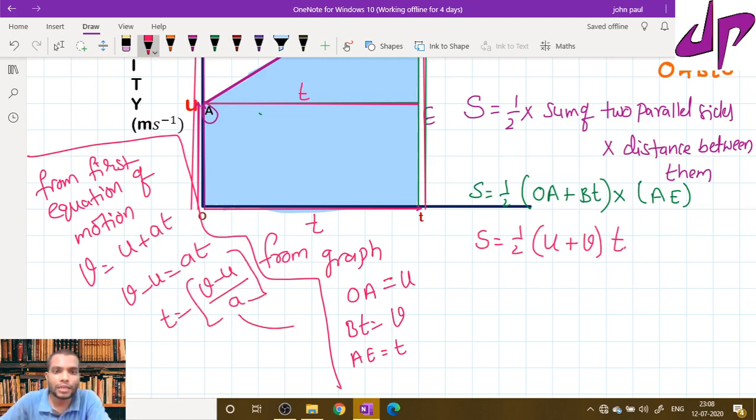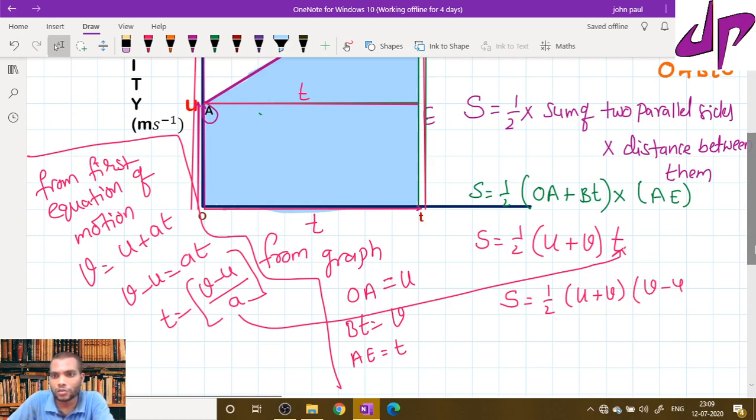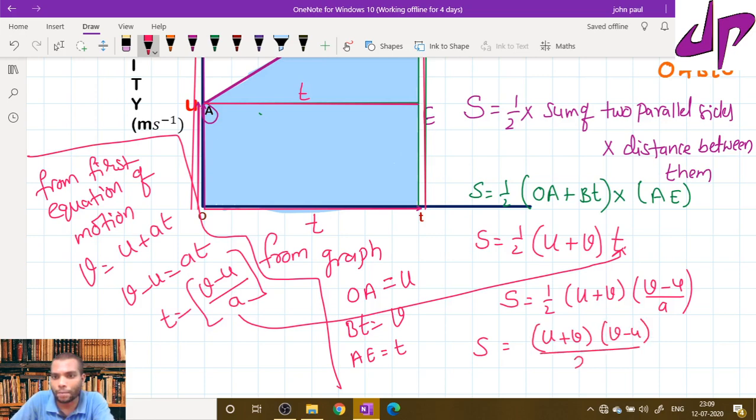So in place of T, if we substitute this value from the first equation of motion, the expression changes to S equal to half times U plus V, and for T we get V minus U upon A. Let me write properly so it does not give any confusion. Now S equals, in the numerator, U plus V times V minus U, over 2A.